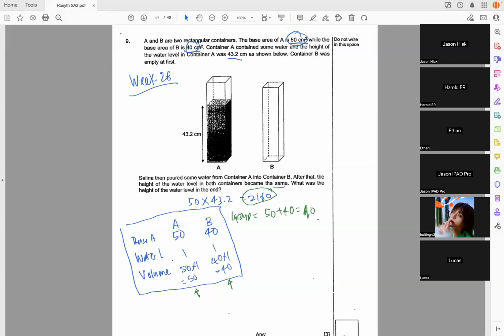And you have to empty out the entire 2160 into A and B. How many times do you need to pour? 2160 divided by 90. You need to pour 24 times or 24 groups. Right? 24 times. Every time the water level goes up by 1 centimeter. So 24 times 1, the height is 24 centimeter. So that's the answer. Got it? Go and revise week 26 if you got this question wrong. Please revise. Volume question, if it ever comes out difficult one, it's going to be this. They're going to set up like that one.